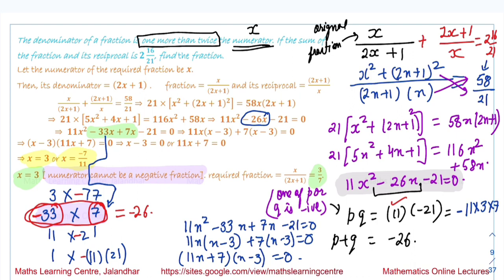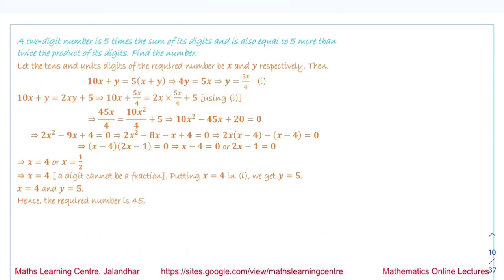Next is: a two-digit number is 5 times the sum of its digits. So first of all we are given a two-digit number. Suppose the number has digits on the units place and tens place; let the digits on the units place and tens place be x and y. So this number will be 10x plus y. This is our original number.